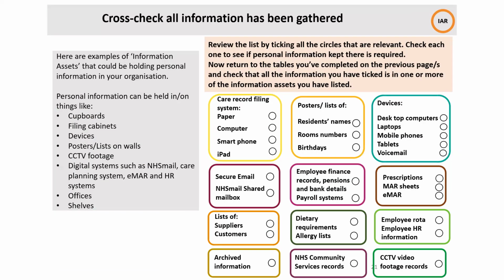Here are some examples of information assets that could be holding personal information. We've got cupboards, filing cabinets, devices. So you can see it's at high level. It's not the individual care records. We don't need to be identifying each service user's care record. We need to be having that under the heading of care records and where that is.